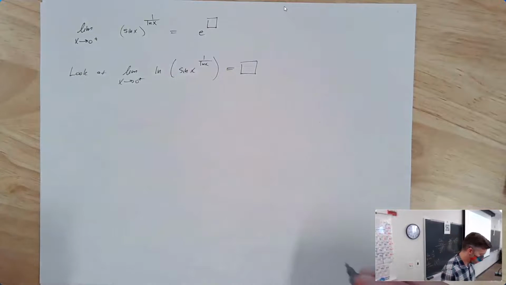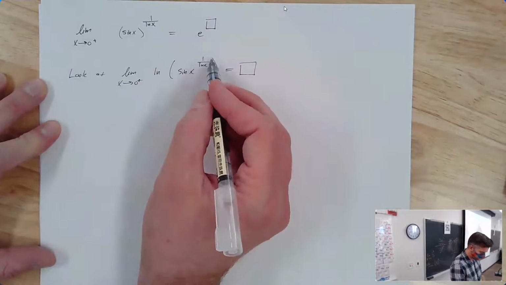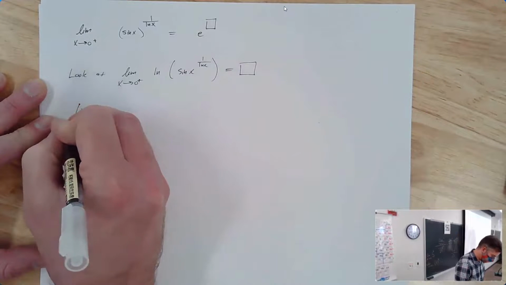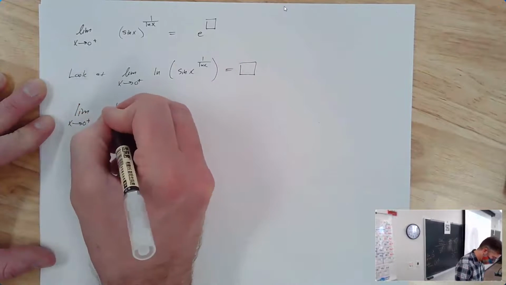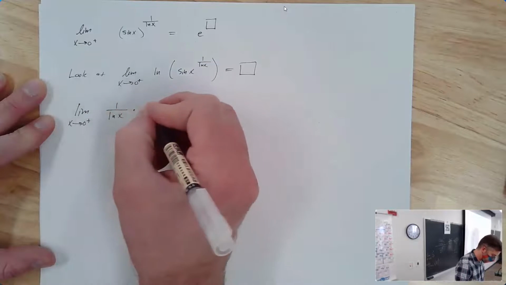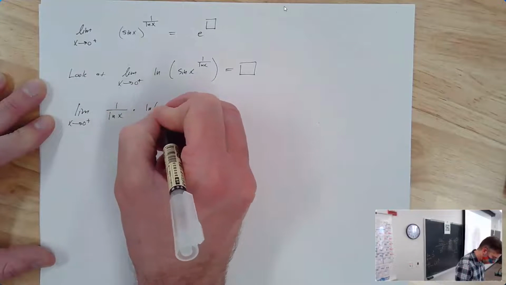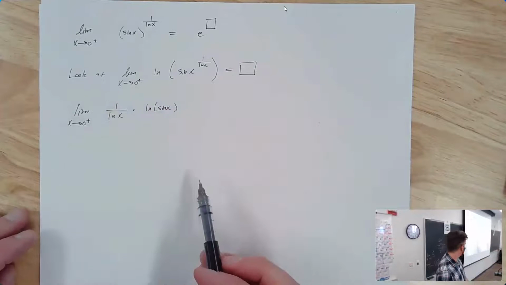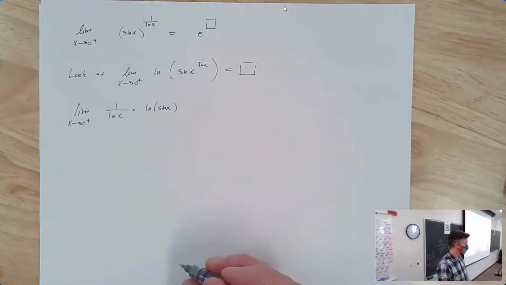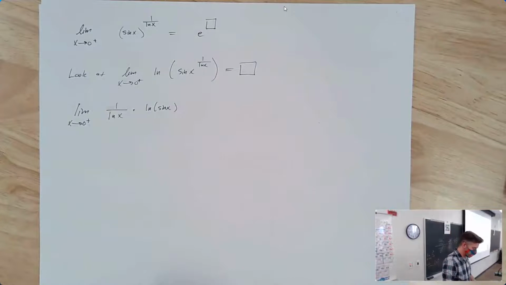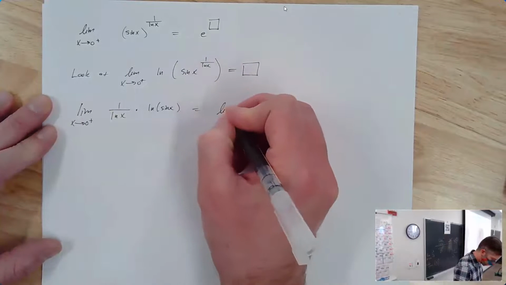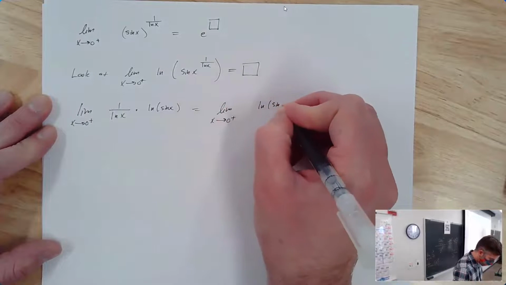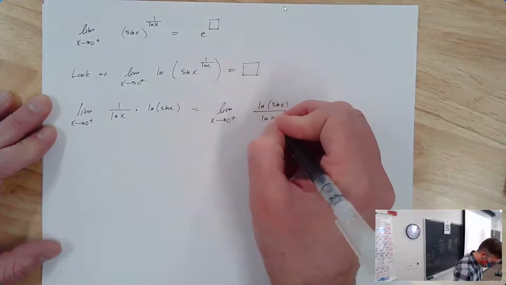All right, so what am I going to do? I'm going to bring down that exponent. So this is going to be the limit as x goes to 0 from the right of 1 over natural log of x times the natural log of sine of x. I feel like this first step I'm always kind of wasting some space, right? I should just write it as natural log of sine of x over natural log of x. Probably better. Natural log of sine of x divided by natural log of x.